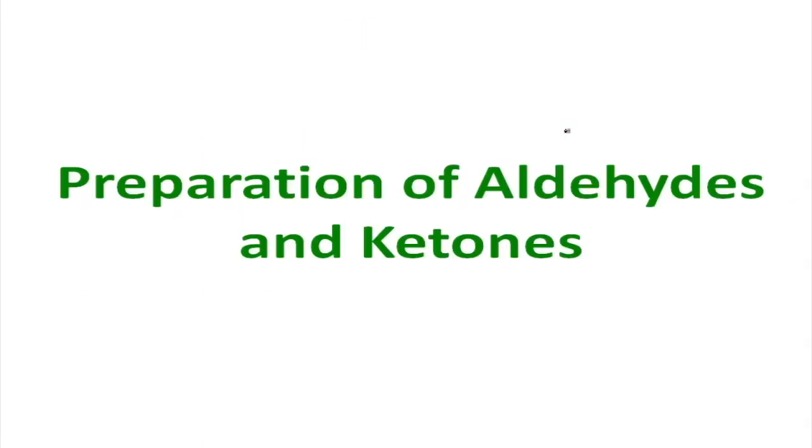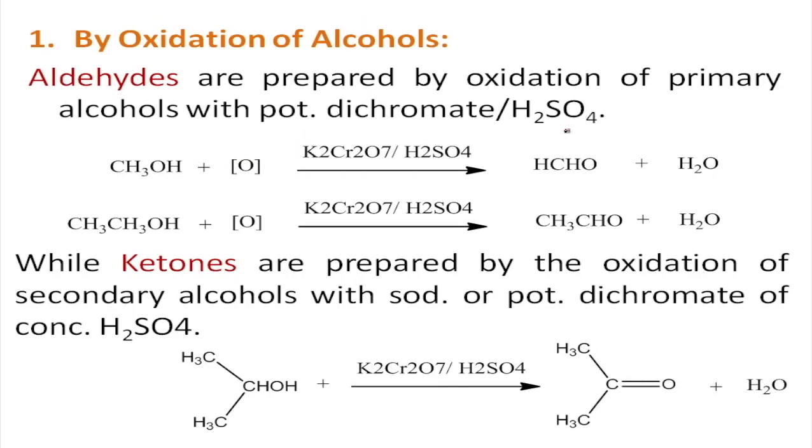So, preparation of aldehydes and ketones. Number 1, by oxidation of alcohols. Oxidation, which is addition of oxygen. Aldehydes are prepared by oxidation of primary alcohols with potassium dichromate in presence of sulfuric acid. So when you oxidize primary alcohols, you get aldehydes.